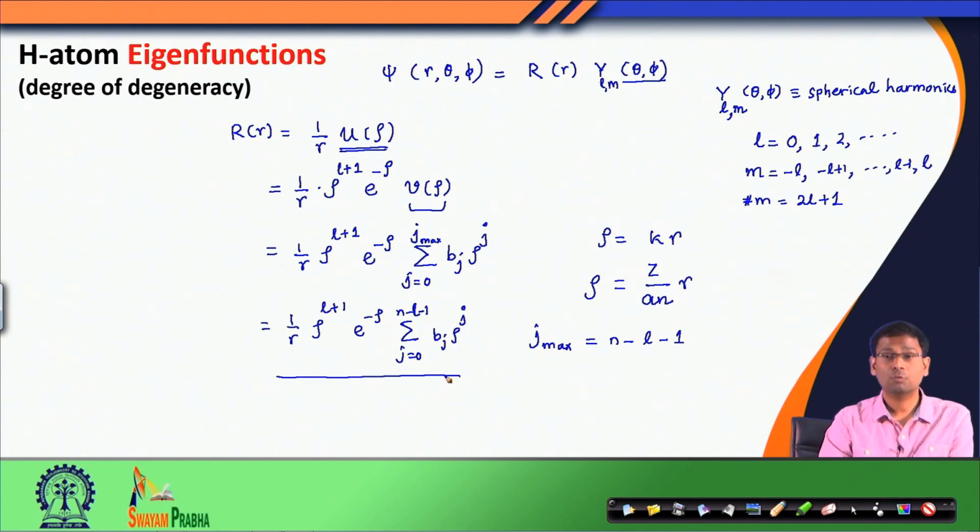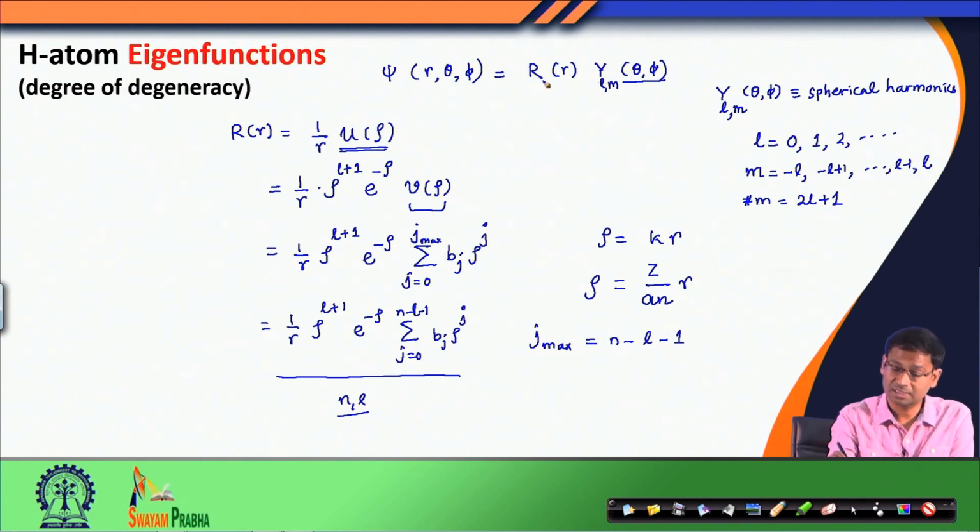Now, let us look at what indices this function depends on. Clearly, it has an explicit dependence of rho to the power L plus 1, so it depends on L. What else does it depend on? When I look at this summation series, I see that it also depends on n, because it is not sufficient to know only the L value, since my series will truncate at n minus L minus 1. So, n is also a quantity on which this function depends. The two indices on which the radial function depends are n and L.